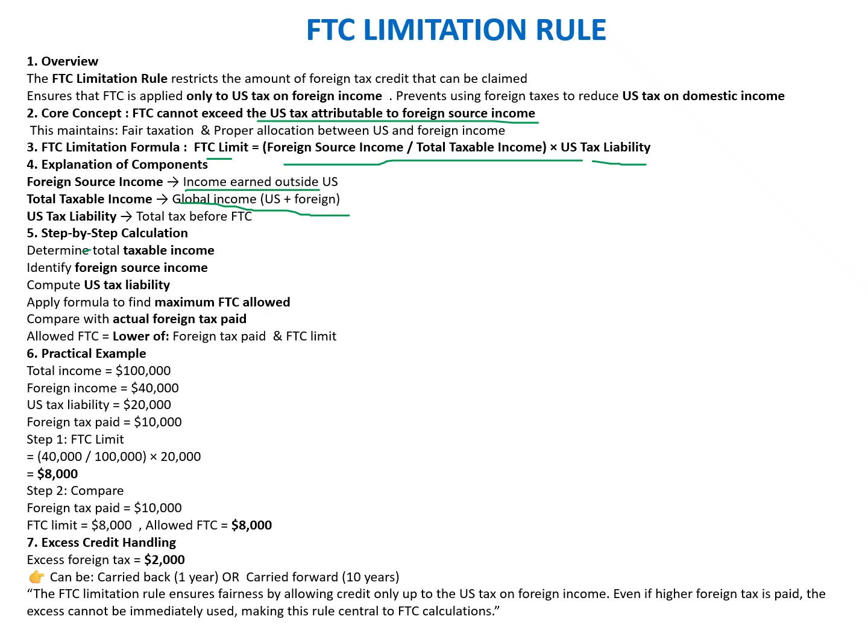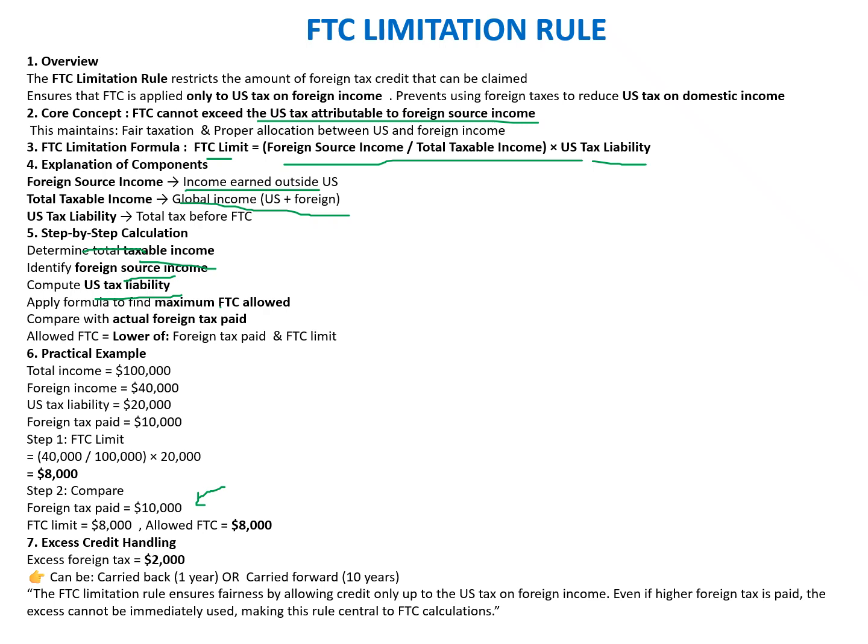Step-by-step calculation: determine the total taxable income, identify the foreign source income, compute the US tax liability, and apply the formula to find the maximum FTC allowed. Compare it with the actual foreign tax. For example, total income is 1 lakh, foreign income is 40,000, US tax liability on the global income is 20,000, and the foreign tax paid is 10,000. First we find the limit: foreign income divided by total income, which is 40,000 divided by 1 lakh, multiplied by the US tax on the global income of 20,000. The maximum limit is 8,000, which is compared with the foreign taxes paid of 10,000. Credit is available only to the extent of 8,000, which is the minimum of the two.